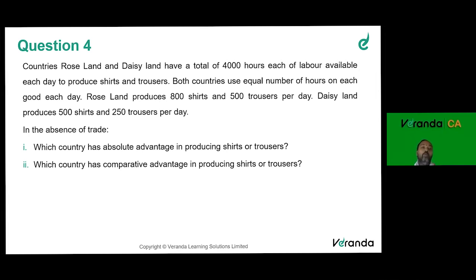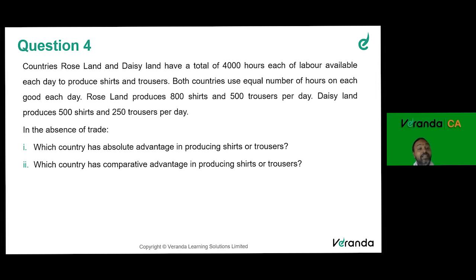So which means that both of them, if one country is working for 8 hours, the other country as well. The third point is that Roseland produces 800 shirts and 500 trousers per day. Daisyland produces 500 shirts and 250 trousers per day. The interesting thing, when you are comparing, Roseland is producing more shirts, and Roseland is producing more trousers also. So naturally, if you look into the question, in the absence of trade, which country has the absolute advantage in producing shirts or trousers? Whatever it is, Roseland, because they are producing more shirts, they are producing more trousers, correct?